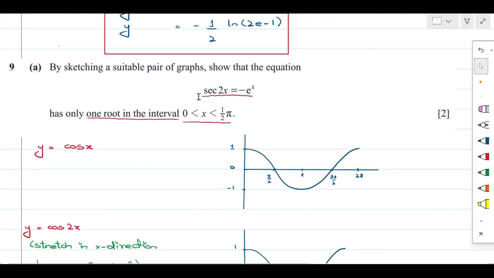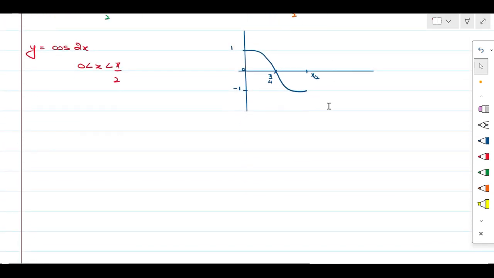Now we have to do the reciprocal, because secant is the reciprocal of cos. The reciprocal of cos x is basically secant x, right? So we need to take the reciprocal of this graph to get the secant x graph. Now we have y equals to 1 over cos 2x. You will get secant of 2x.